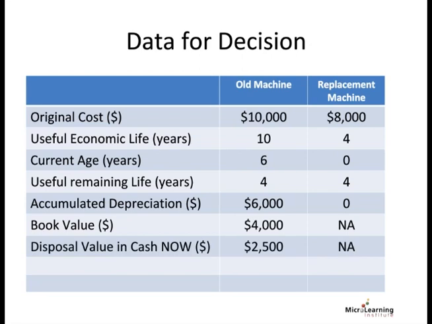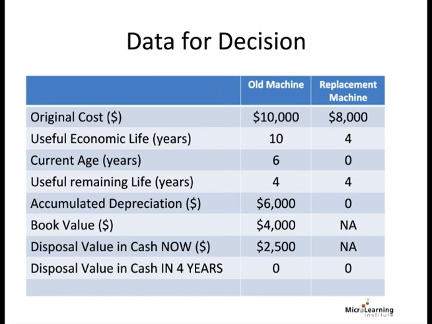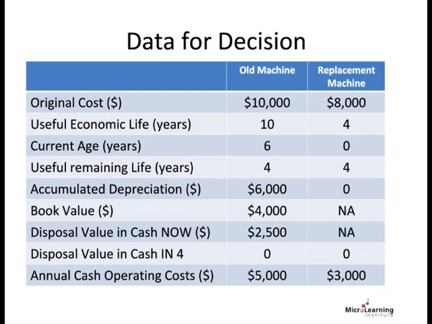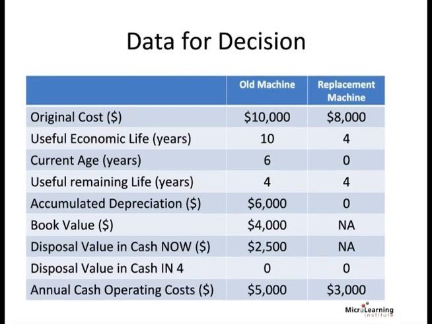If we were to sell the old machine now, we would receive $2,500. 4 years from now, neither the old machine nor the new machine will have any disposal value. The old machine costs $5,000 each year in operating costs. The new machine would cost $3,000 each year in operating costs. We have quite a large amount of data available to help us make the decision. We must now establish which data is relevant and which data is irrelevant.